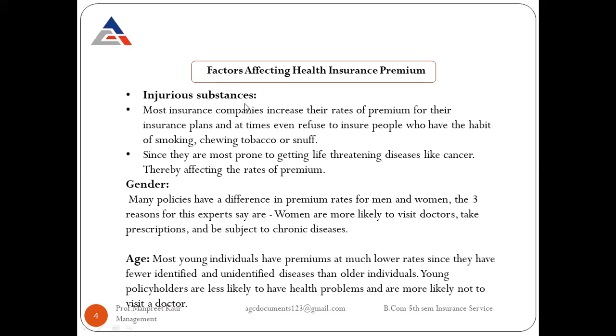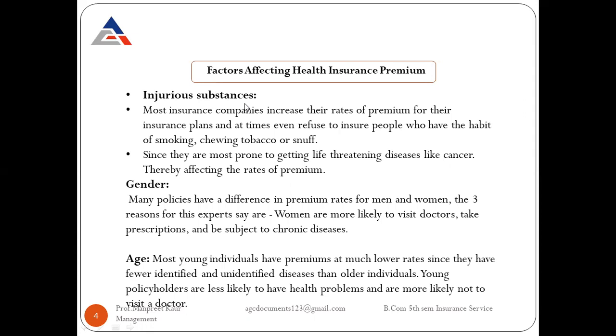Next one is injurious substances. Most insurance companies increase their rate of premium for their insurance plan, and even refuse to insure people who have the habit of smoking, chewing tobacco, or snuff. So in many cases, whenever an individual wants to opt for a health insurance policy, the insurance company will deny the insurance facility to that particular person. Why do they refuse? Because that insured person has the habit of smoking, chewing tobacco, or any other such thing.